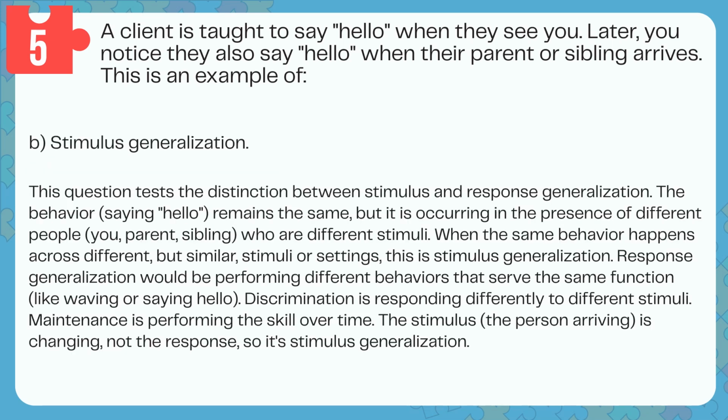Answer: B. Stimulus generalization. This question tests the distinction between stimulus and response generalization. The behavior, saying hello, remains the same, but it is occurring in the presence of different people, you, parent, sibling, who are different stimuli. When the same behavior happens across different, but similar stimuli or settings, this is stimulus generalization. Response generalization would be performing different behaviors that serve the same function, like waving or saying hello.